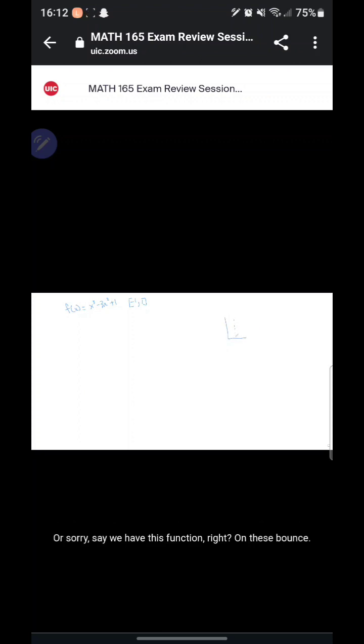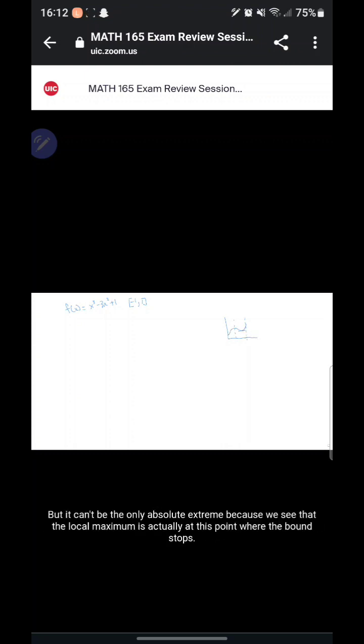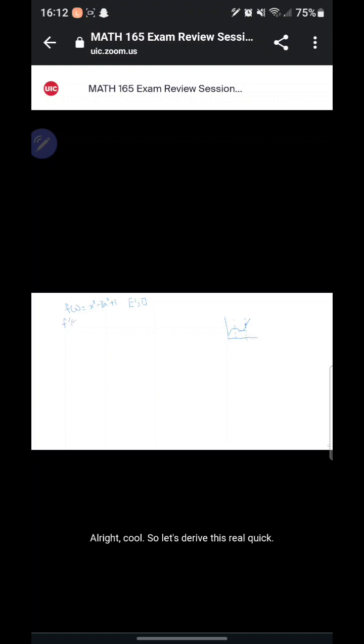To visualize this and make this make sense, let's say we have this function on these two bounds, right? And it kind of looks like this. Even though there's a critical point right here, we observe that this is the local minimum, but it can't be the only absolute extreme because we see that the local maximum is actually at this point where the bound stops. All right, cool. So let's derive this real quick.